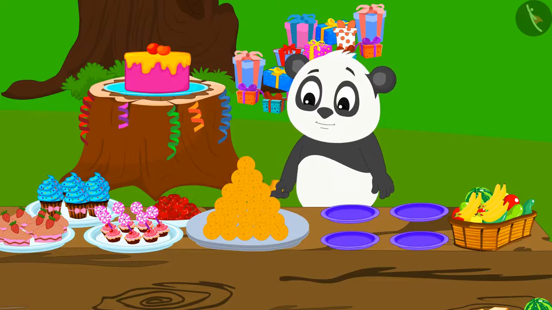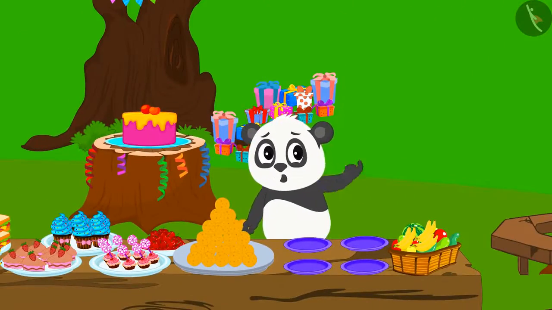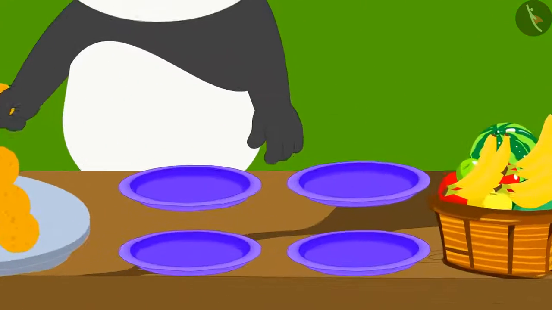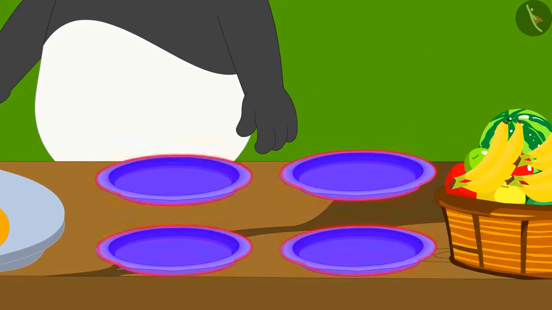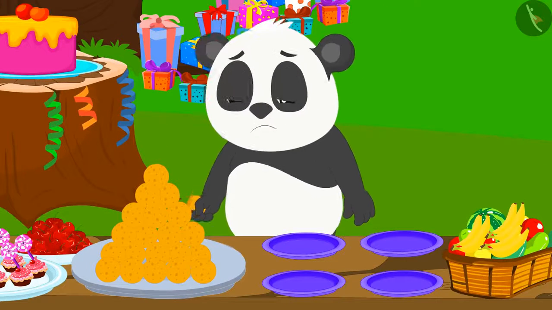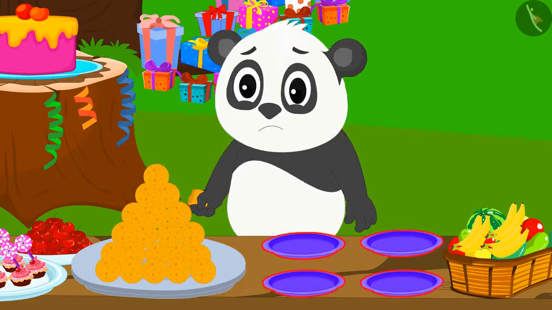Golu Panda saw 20 laddus. He wants to carry laddus equally for his friends. He has 4 empty plates. Can you help him divide these 20 laddus equally into 4 plates?